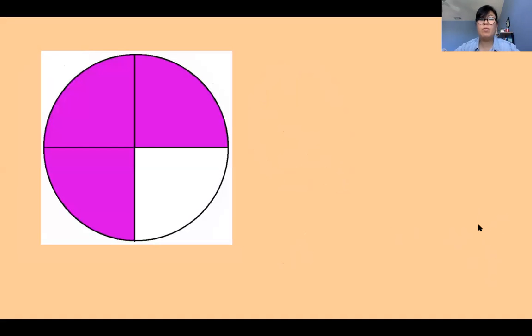We're going to find the denominator. The first question we ask is, how many equal parts are there? We have 1, 2, 3, 4. The circle is broken into 4 equal parts. We're going to put the bottom number, the denominator, as 4. There are 4 equal parts. And you put a line.